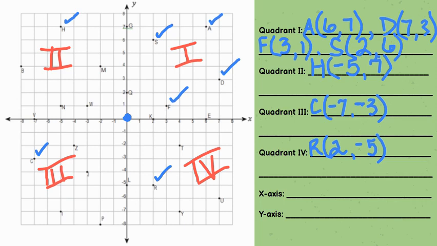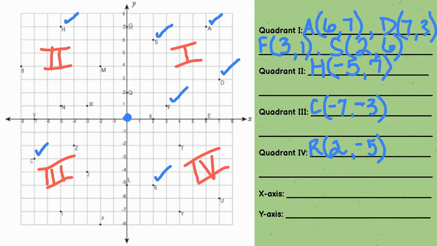Do me a favor. Pause this video and finish the remaining ones that are in the quadrants. All right. Hopefully you were able to write the ordered pairs for the remaining points.